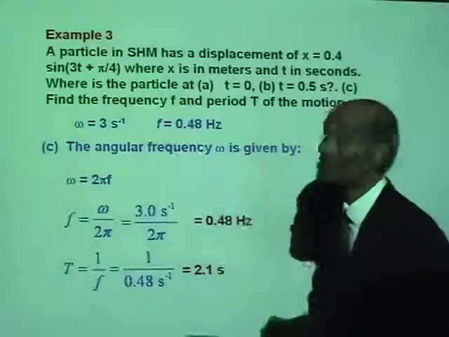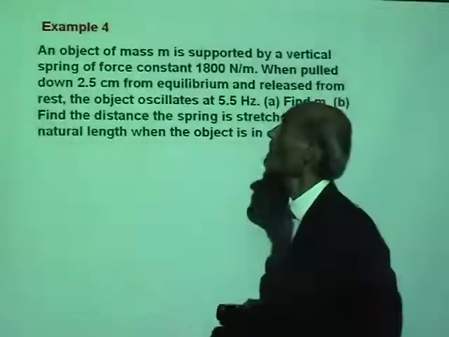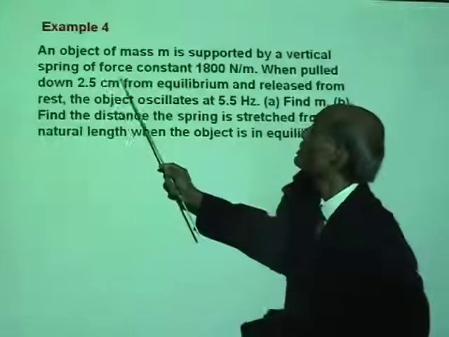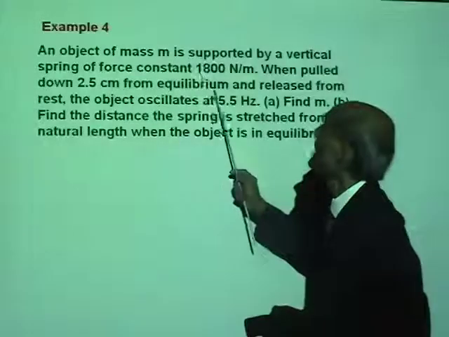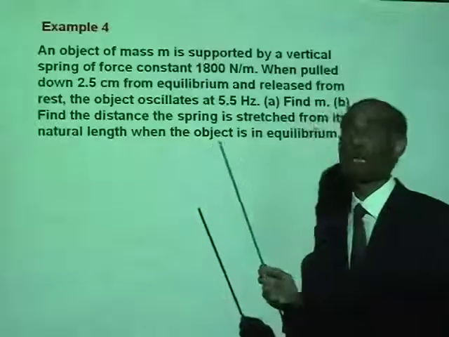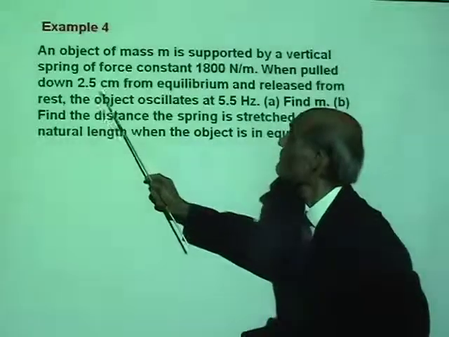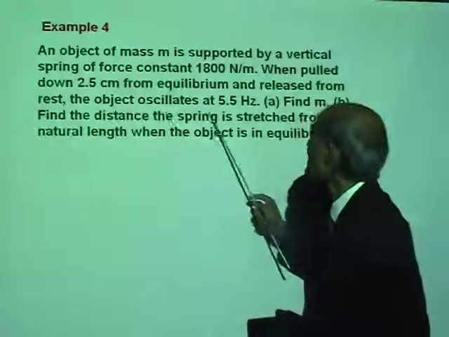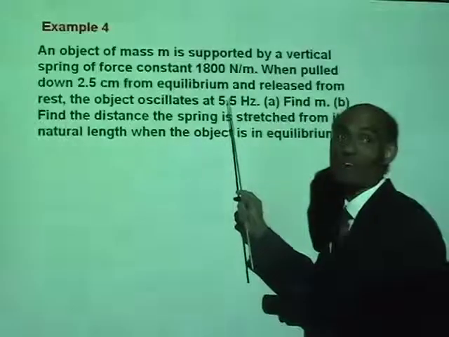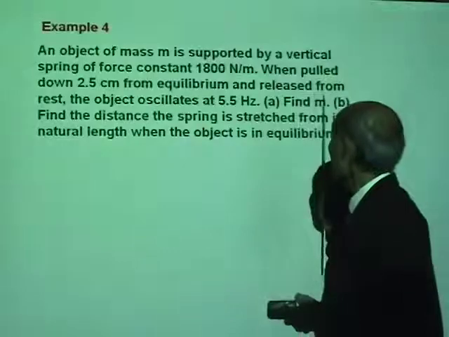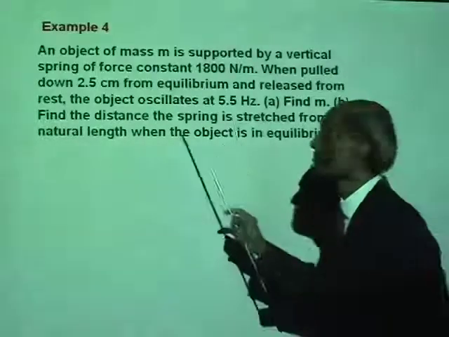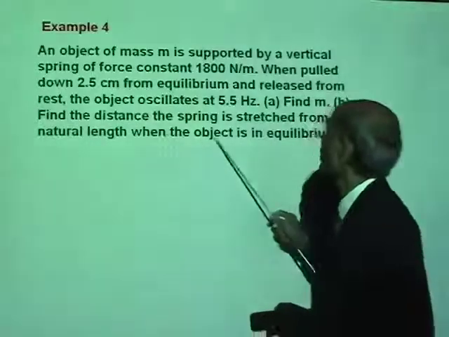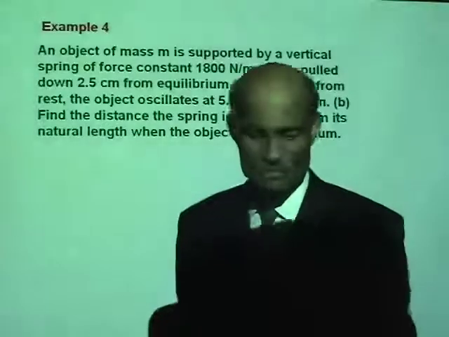Okay, let's go and do another problem. Example 4. An object of mass m is supported by a vertical spring of force constant 1800 Newton per meter. When pulled down 2.5 centimeter from equilibrium and released, the object oscillates at 5.5 Hertz. That's the frequency. Find m, the mass of the oscillating object. Find the distance the spring is stretched from its natural length when the object is in equilibrium.